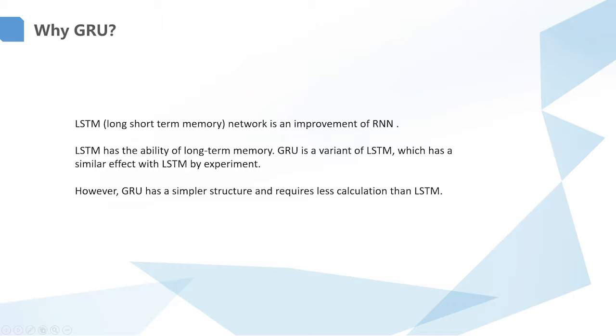We know that the LSTM network is an improvement of RNN. This kind of network has the ability of memory that suits the features extracted from the URL string. GRU is a variant of LSTM, which has a similar effect to LSTM in experiments. And GRU has a simpler structure and requires less calculation than LSTM.